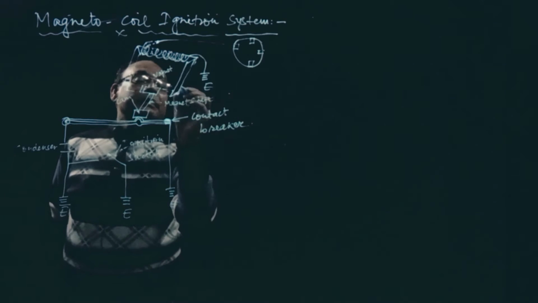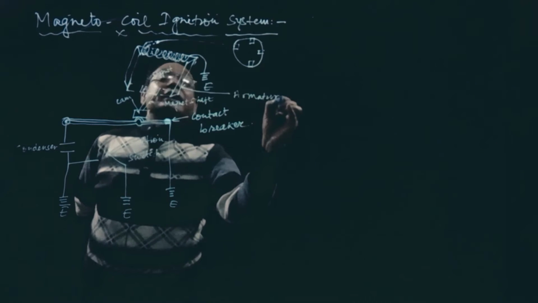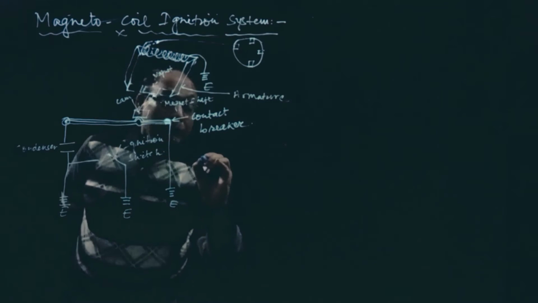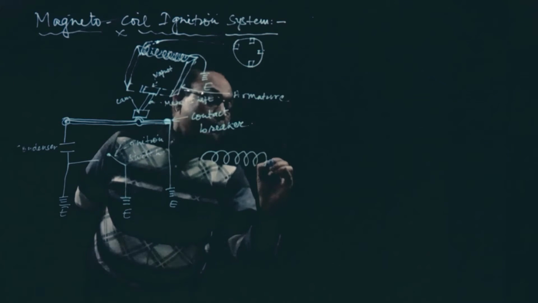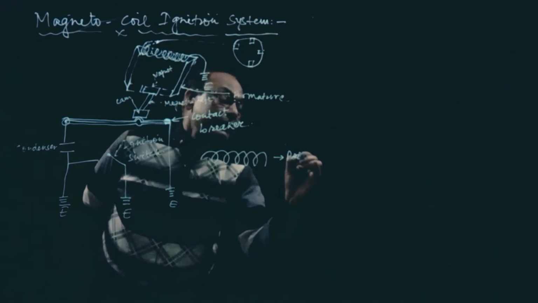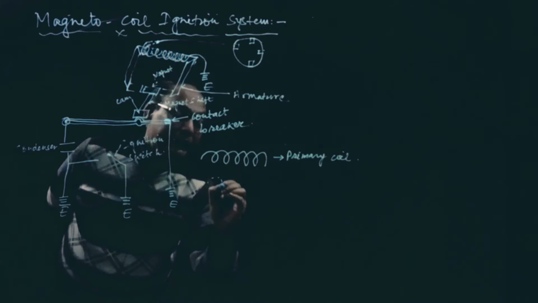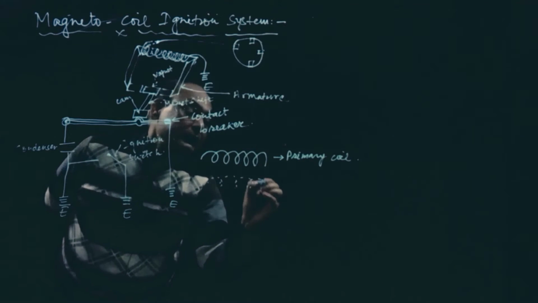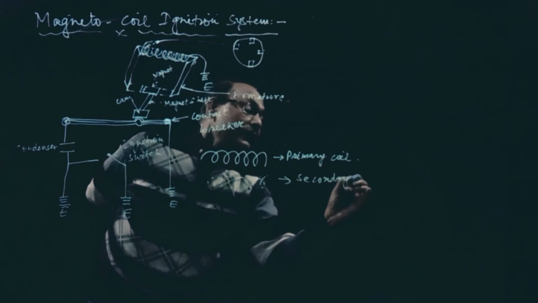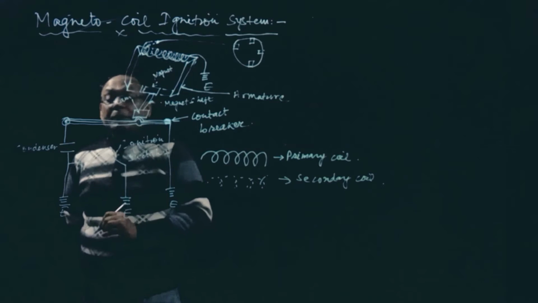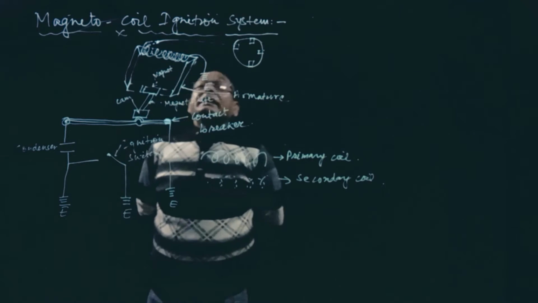This is called armature, and coils, that is in bold like this, that is called primary coil. This is primary coil, and the dotted line is the secondary coil. So see here, the basic difference in battery coil ignition system and magneto coil ignition system.